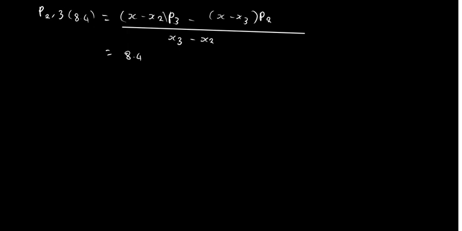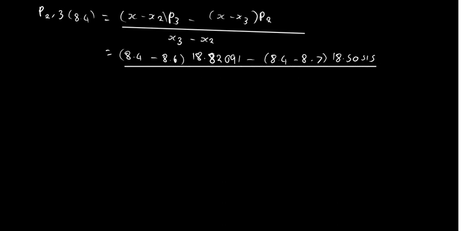We're going to have 8.4 minus 8.6, and then that's going to be P3, which is going to be 18.82091 minus, then it's going to be 8.4 minus 8.7, and it's going to be 18.515, and then this is going to be 8.7 minus 8.6. We're going to punch this on our calculator again.